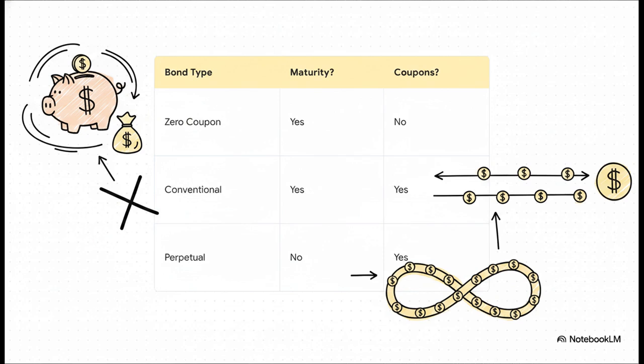And then there are perpetual bonds. These have absolutely zero maturity date. They just pay out coupons to infinity. It's kind of like a streaming subscription you can never cancel, but, in a good way because they're paying you.